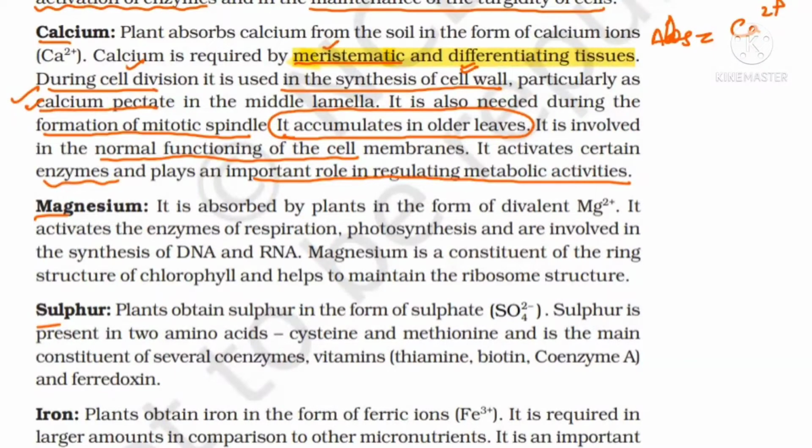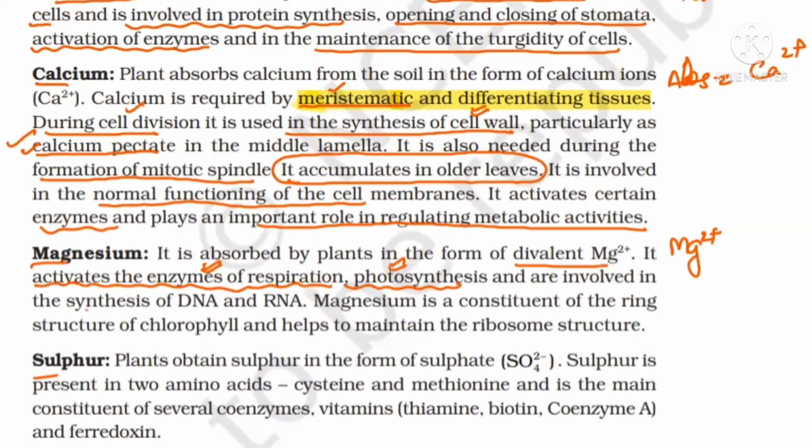Now next is magnesium. Mg2+, it is absorbed. It is divalent. It activates the enzymes of respiration. Many respiratory enzymes, means generally all the glycolysis enzymes and Krebs cycle enzymes, it is activating. It is activating the enzymes for photosynthesis also. We have seen Rubisco, PEPcase. It is also required for the synthesis of DNA and RNA. Please, it's very important. Synthesis of DNA means replication. Synthesis of RNA means transcription.